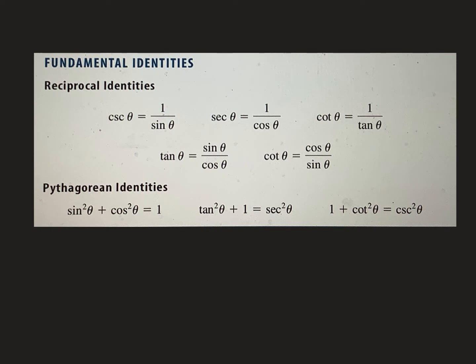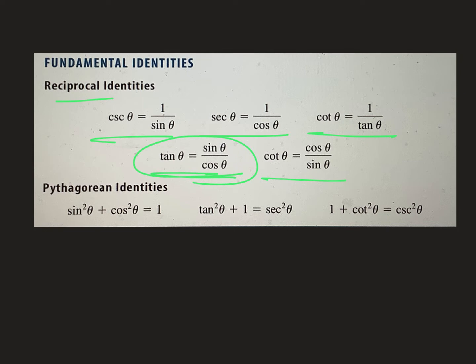Here they have big identities. You know the first set already. These are called reciprocal identities, and they're just telling you which trig functions are reciprocals of which one. Cosecant is the reciprocal of sine, secant is the reciprocal of cosine, and these are vice versa, by the way. Cotangent is the reciprocal of tangent. Tangent is also sine over cosine, and we use that one a lot. And cotangent is cosine over sine.